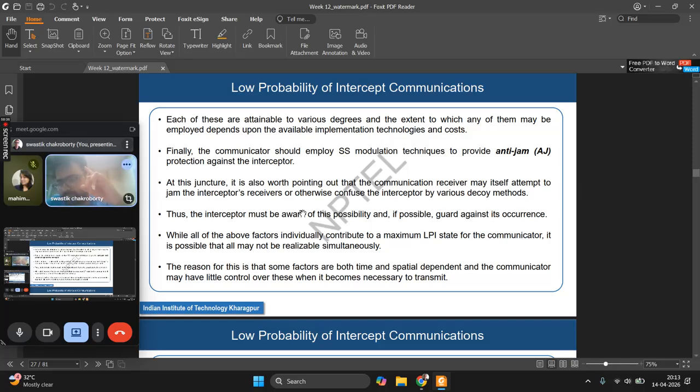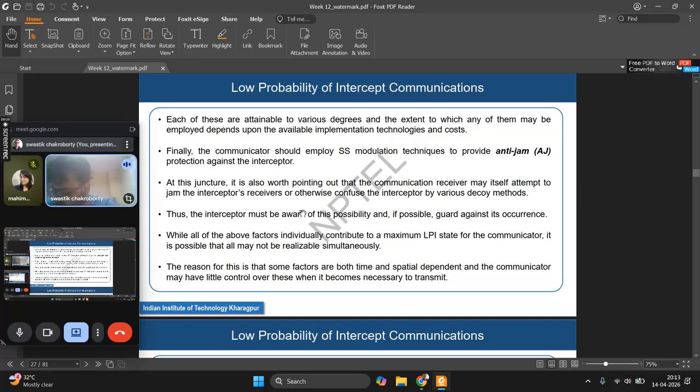So the ground user is also trying to jam the interceptor, and the interceptor is also trying to jam the ground user. This can be modeled using game theory, and that is an active research problem even now. Of course the techniques might have evolved, but this jamming and counter jamming game is still an active research topic, simulated for defense research. Thus, the interceptor must be aware of this.